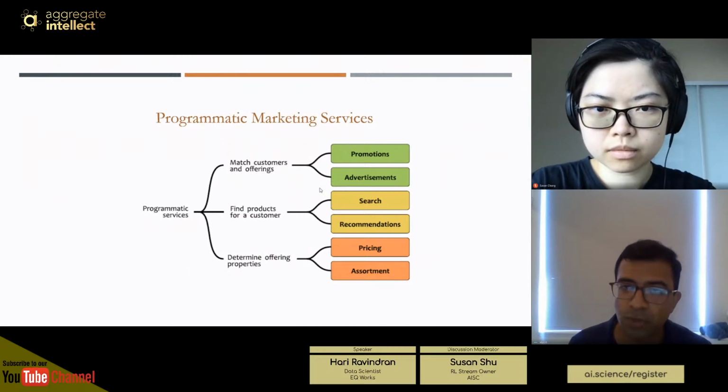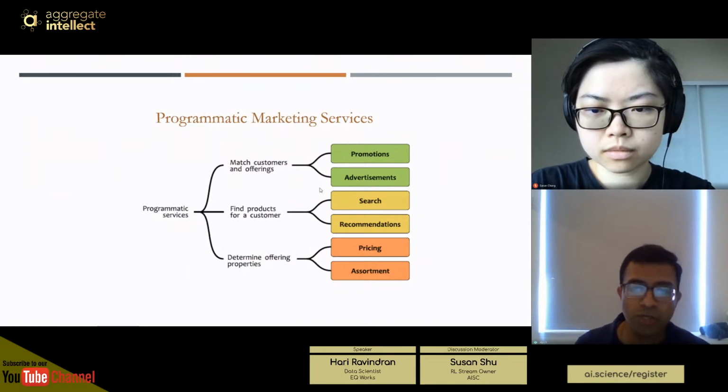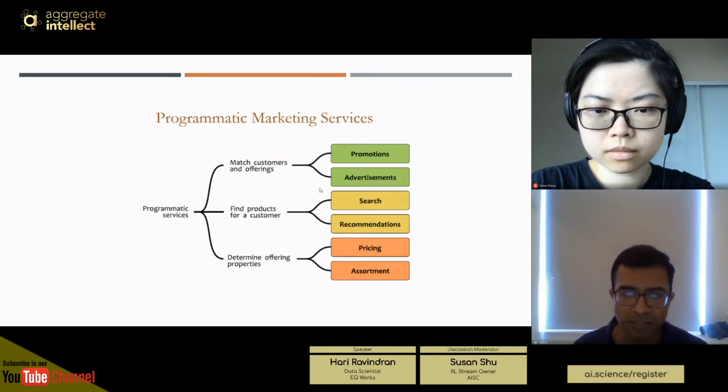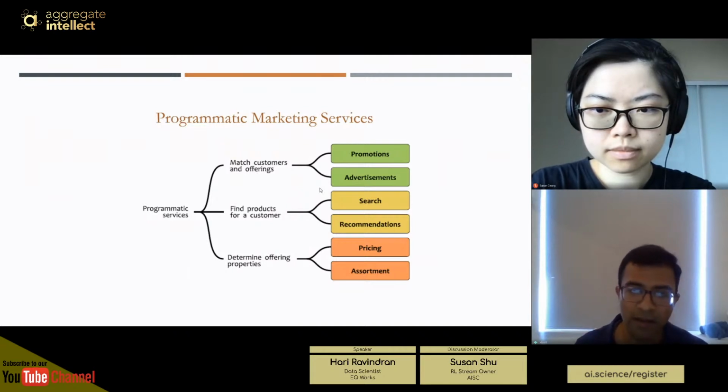The first 2, promotions and advertisements, basically answer the question of how do you match customers and product offerings. So you have an entity called a customer. You have an entity corresponding to all the products that a brand has. And what you'd like to do is match these 2 entities. And this is done by promotions and advertisements.